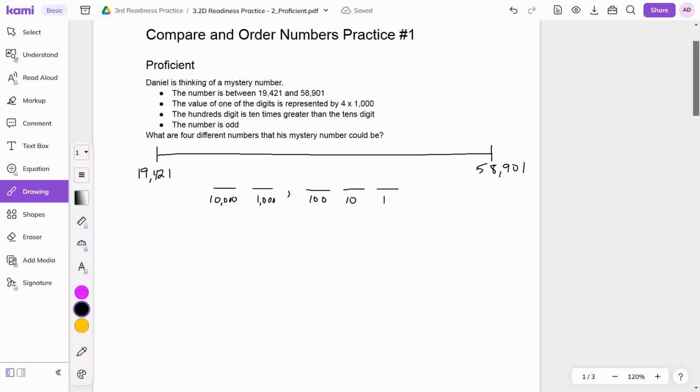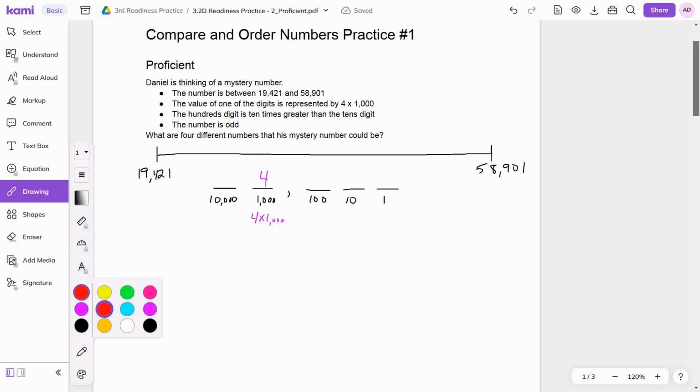The value of one of the digits is represented by 4 times 1,000. Well, that means that I'm going to have a 4 in my thousands place, because a 4 times 1,000 would be 4,000, which means it's a 4 in the thousands place. So I've got those 2 clues ready to go. The hundreds digit is 10 times greater than the tens digit. All right, so let's see what that would look like.